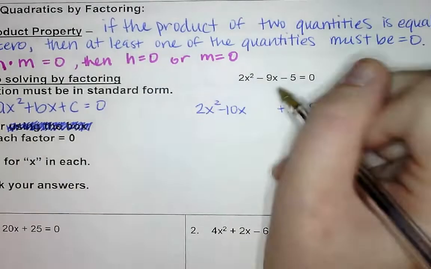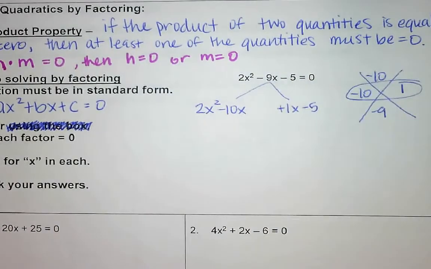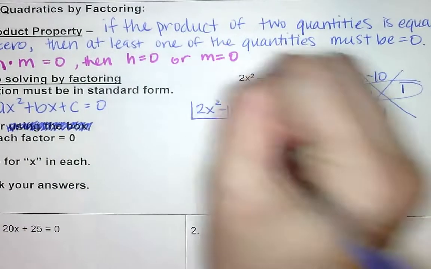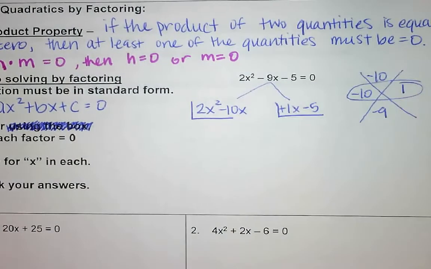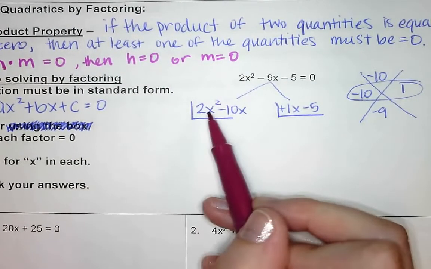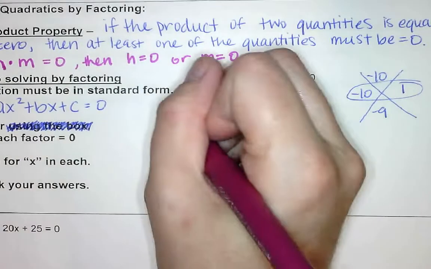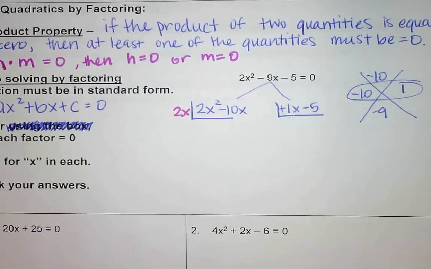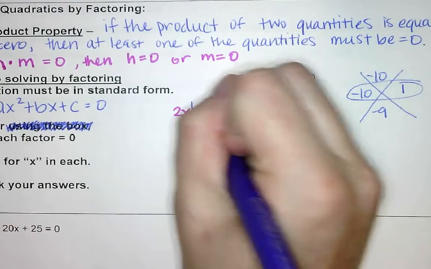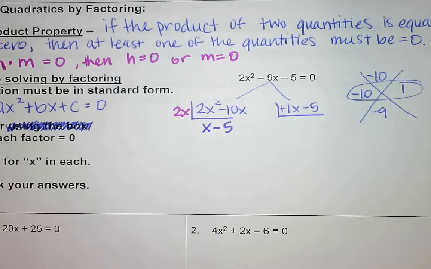Okay. So then we want to factor by grouping here. So y'all, what can I take out of my first term right here? 2x. And what gets left behind? X minus 5. Are you guys good with that? Can I take anything out of the second one here? Just a 1. And I'm still left with an x minus 5. Are y'all cool with that?